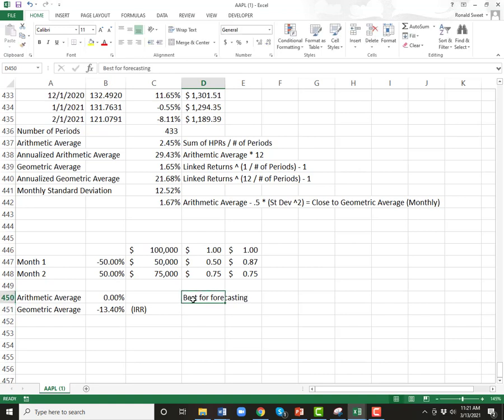Your best forecast for this portfolio is that next month it will make 0%. The arithmetic is best for forecasting. The geometric is best for historical analysis of performance because it tells you the true performance. So if you want to know, well, how did I do? Well, you lost 13% on average a month. Oh, well, what would be my best guess for my return next month? Well, your best guess for your return next month is 0%. Right, now it doesn't make much sense with just 2 months. Obviously, we don't have much data to have much confidence, but that is what we're talking about here.